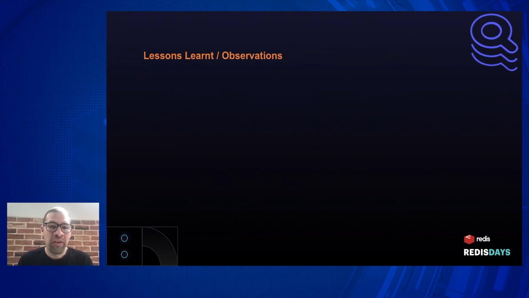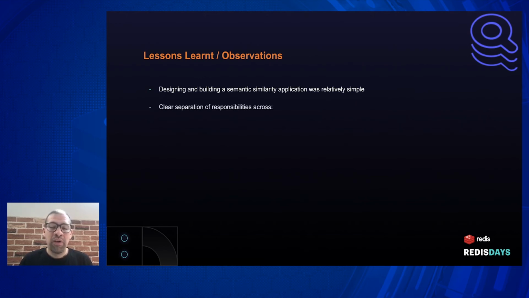We wanted to close this session by sharing some of the lessons that we learned during the process, but also some key observations and limitations that, unfortunately, due to time, we couldn't test. The first observation is that designing and building a semantic similarity search application was relatively straightforward. And it was largely in part because there was a clear separation of responsibilities from an end-to-end perspective.